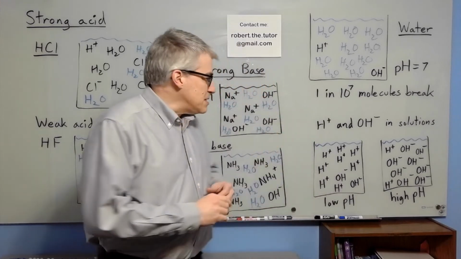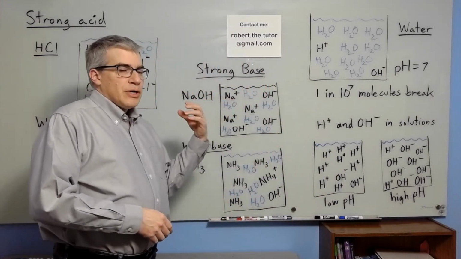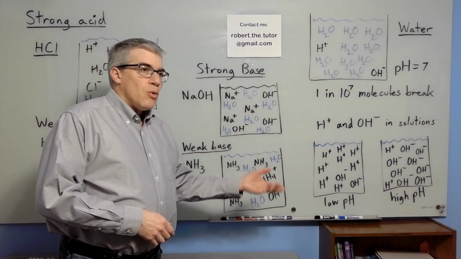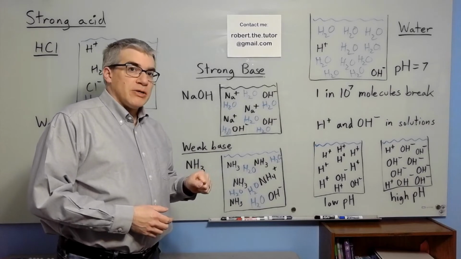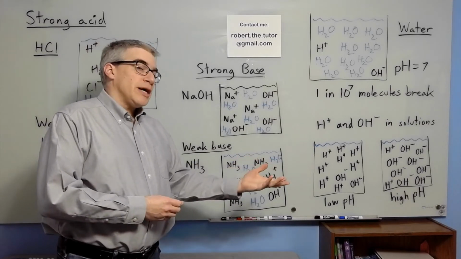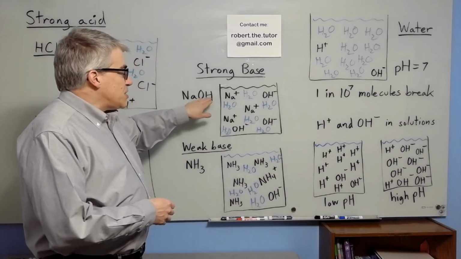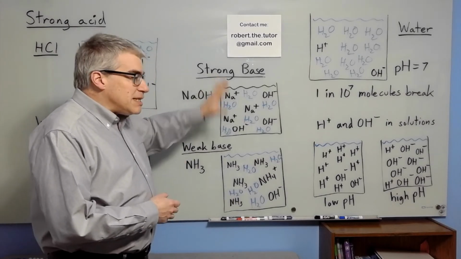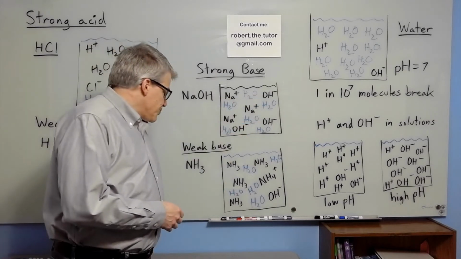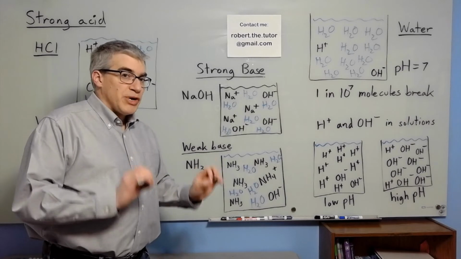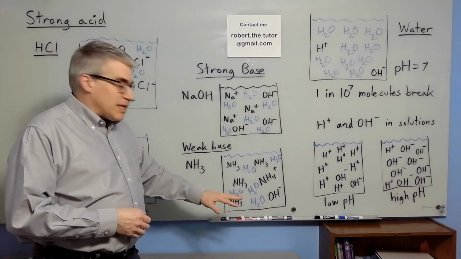Same thing with bases. A base is something that either can drop an OH or can create an OH by ripping a hydrogen off of a water molecule. I mean, you end up with an OH- either way. So NaOH is a strong base, and so it completely breaks up. Na+, OH-, Na+, OH-. Strong means it breaks up. Weak base means it only breaks up a little.